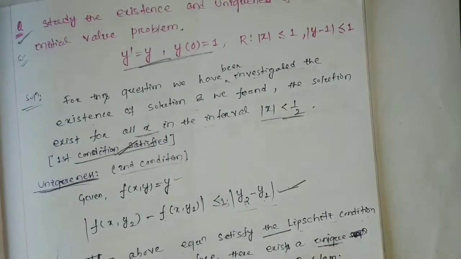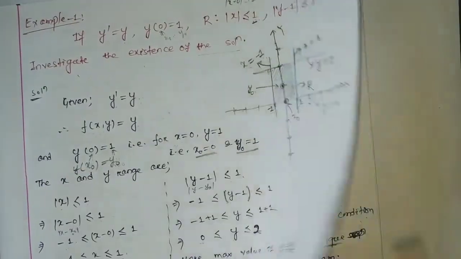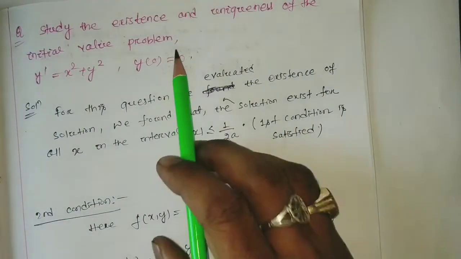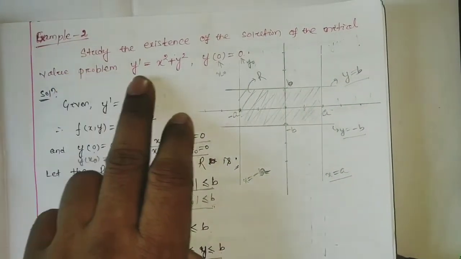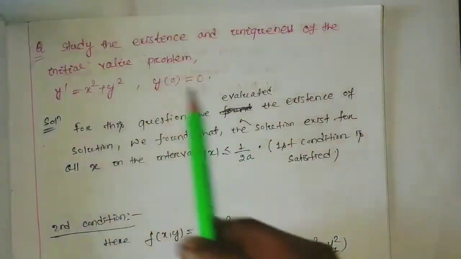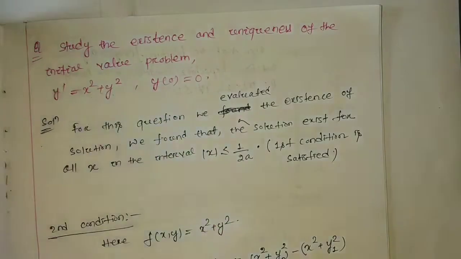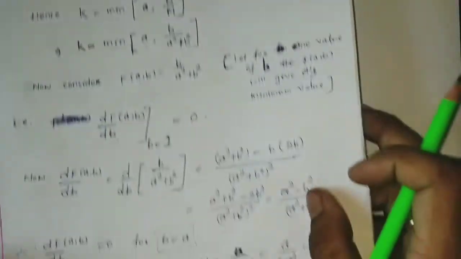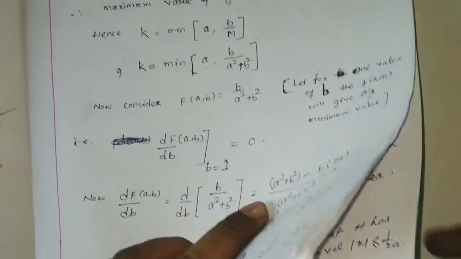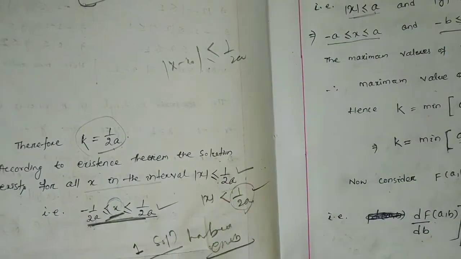As we have discussed previously, I have written this much, but for your exam you have to write these things. Okay, now we are going to go for the second question. This second question we also discussed when we were discussing the existence theorem. y dash equal to x square plus y square, y(0) equal to 0, and we saw at that time that for this initial value problem there exists a solution in the interval mod x less than or equal to 1 by 2a. Already we have discussed that.